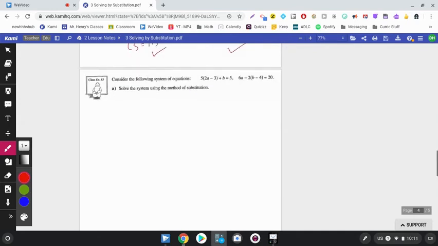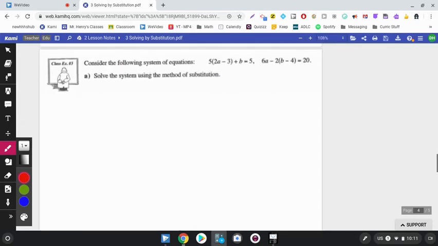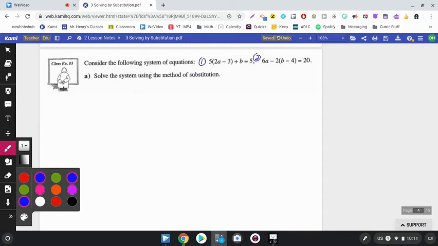One more. We're going to do one more with substitution. So here are my two equations. 1, 5 times 2a minus 3 plus b equals 5. 6a minus 2b minus 4 equals 20. Okay, those are my two equations. Substitution, I want the easiest rearrange.